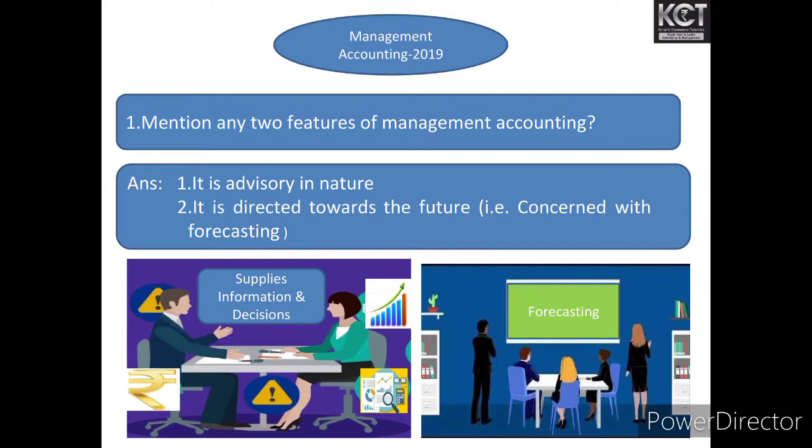Today we are studying Management Accounting 2019 QD examination 2 marks questions and answers. Let us start with the first question. Mention any two features of management accounting. The following are the features of management accounting. First one, it is advisory in nature. Second one, it is directed towards the future, that is concerned with the forecasting.